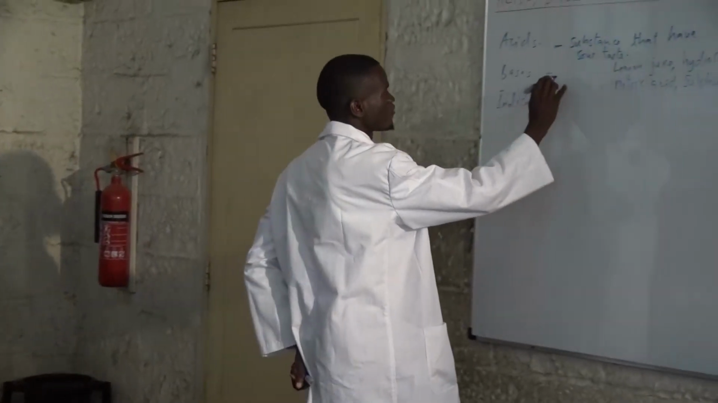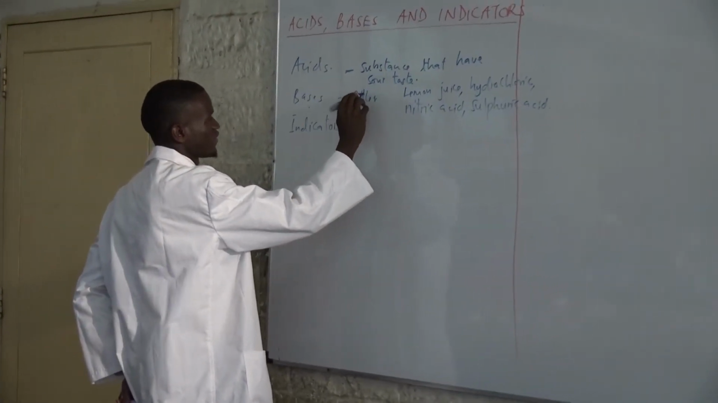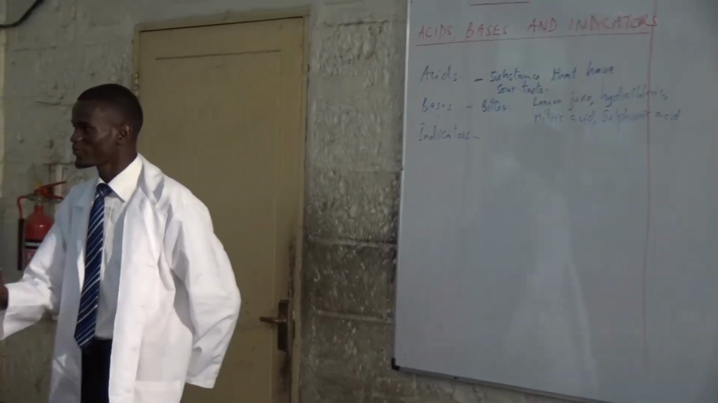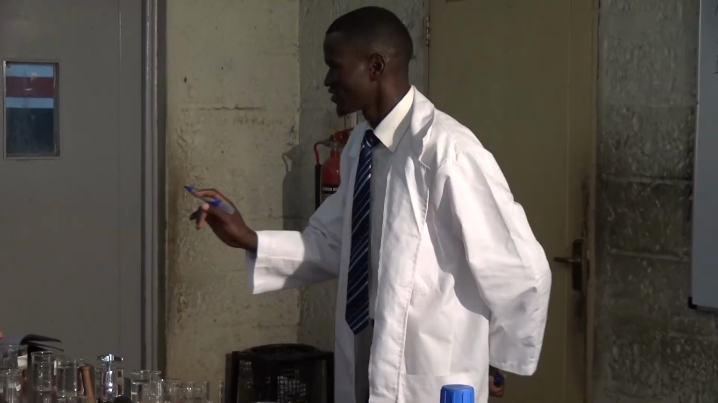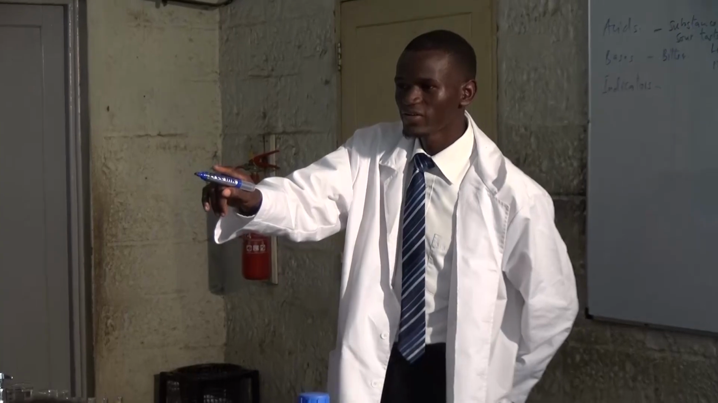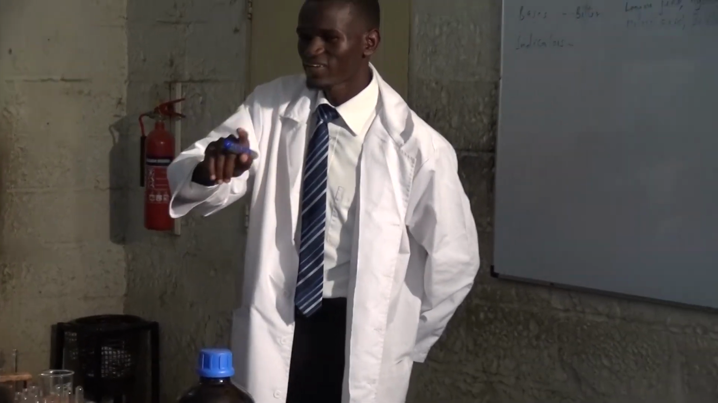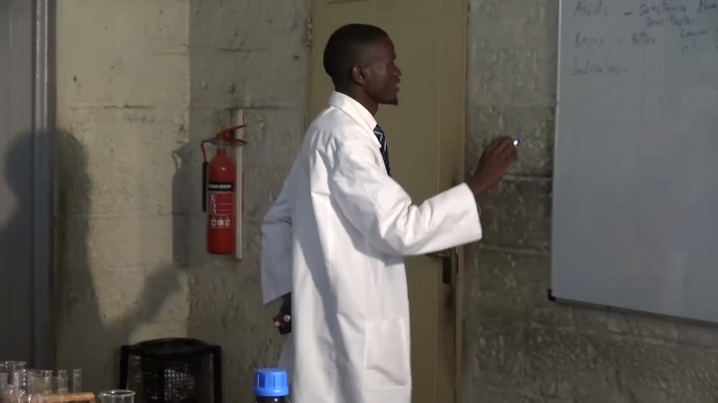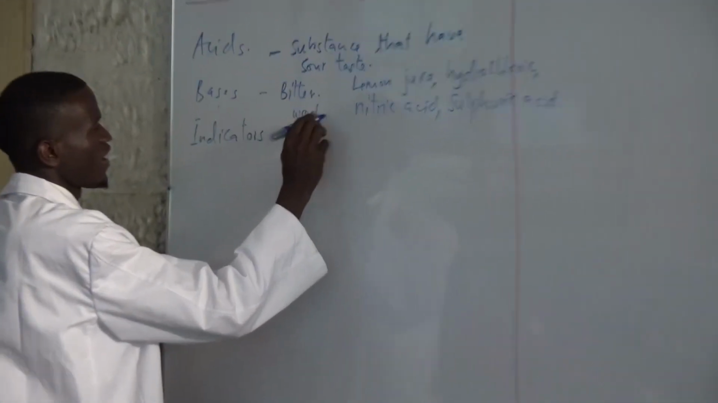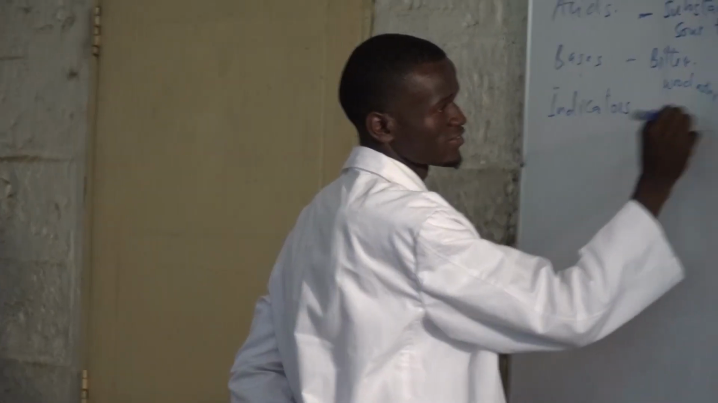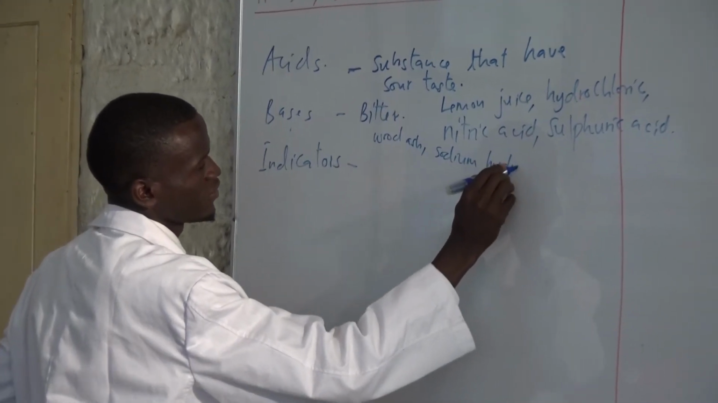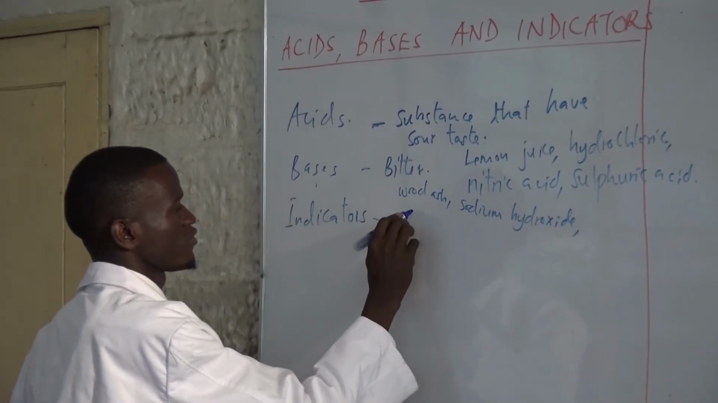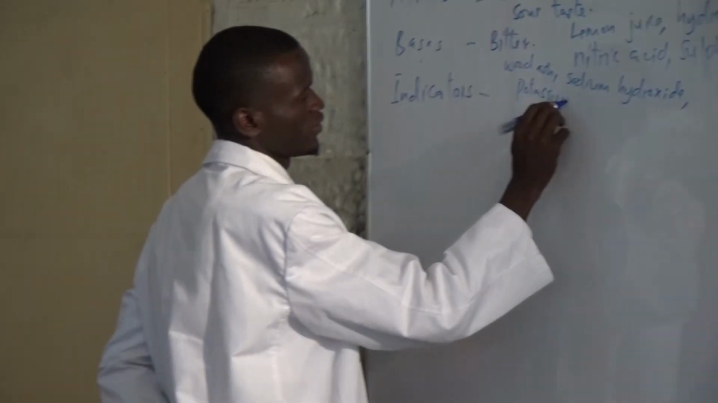Bases, something you know about bases. Substances that have bitter taste. The taste of bases is bitter. Example, what is having a bitter taste? We have so many salts. Okay, the best example we have here, we can talk about wood ash. And another example, we have sodium hydroxide. You can also have potassium hydroxide.